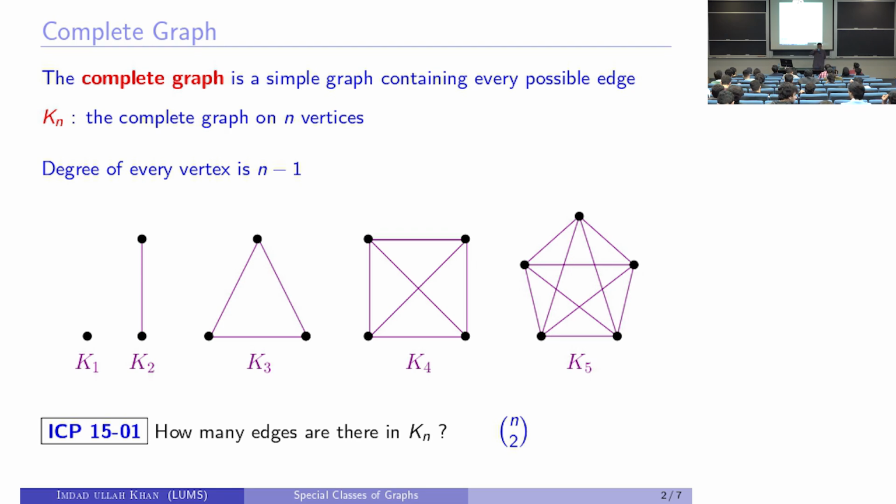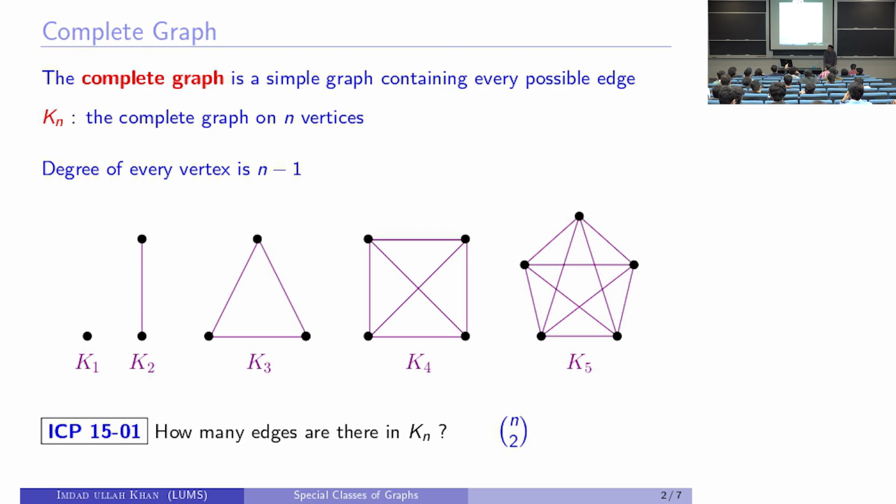N minus 1. How many edges are there in Kn? Sorry? Why n choose 2? You said n choose 2. Why?